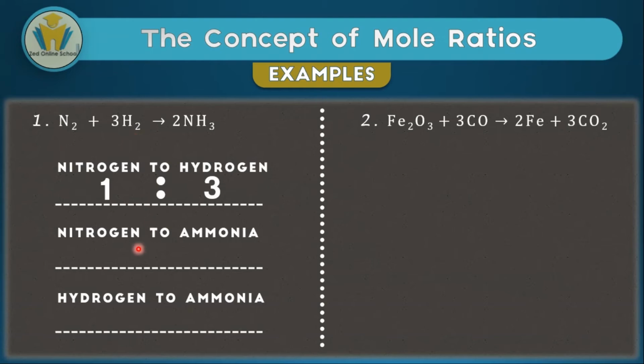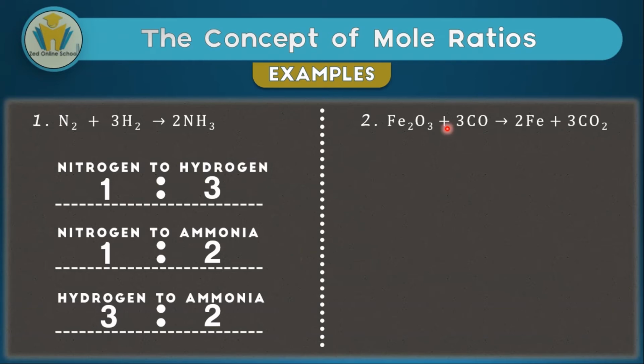Now let's go to the mole ratio for nitrogen to ammonia. You can see this process is not very difficult. Nitrogen is 1, ammonia is 2, so the mole ratio will be 1 to 2. For hydrogen to ammonia, we have a 3 here, and ammonia has got a 2. So we have a 3 to 2 mole ratio.